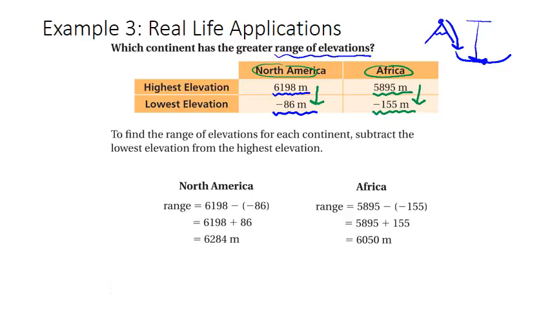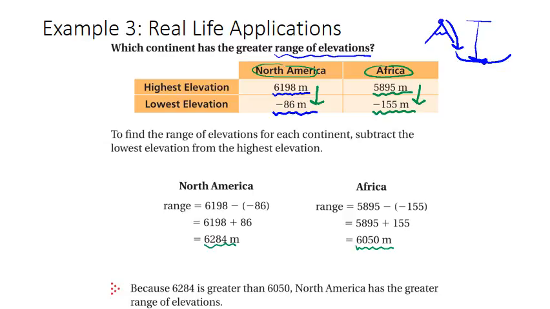So as we look at these two numbers, we can then compare them, and we can see that 6,284 is wider or larger of a gap than 6,050 meters. So from the highest point in North America to the lowest point in North America is a greater distance than from the highest point in Africa to the lowest point in Africa. And by distance, I mean altitude change. Now, because 6,284 is greater than 6,050, North America has that greater range of elevations.